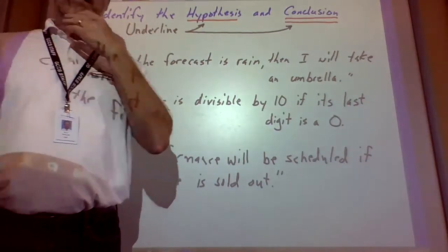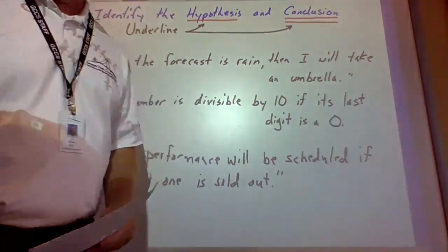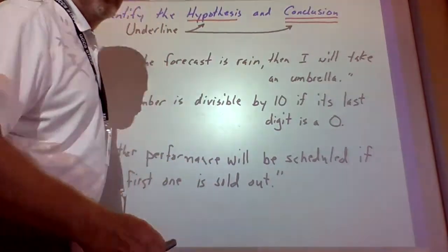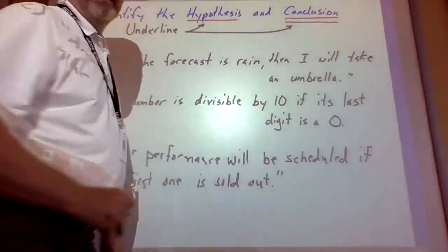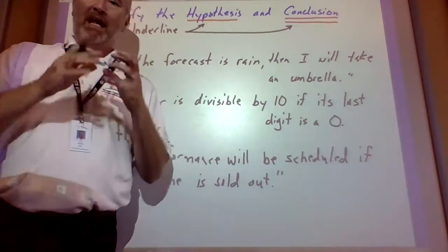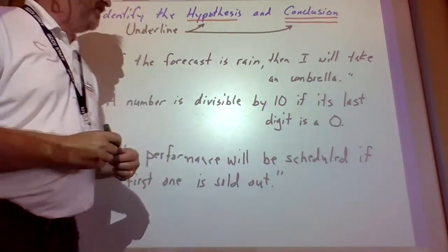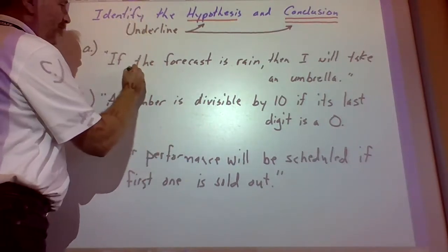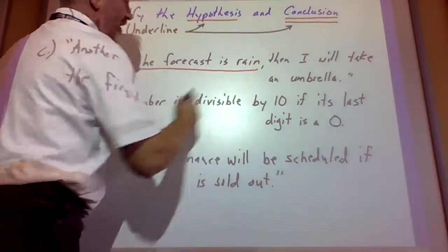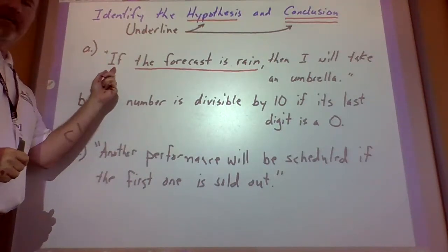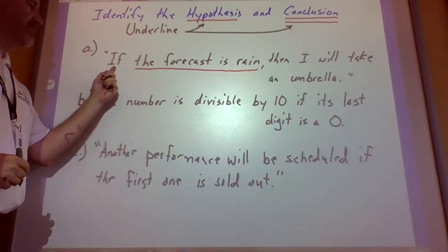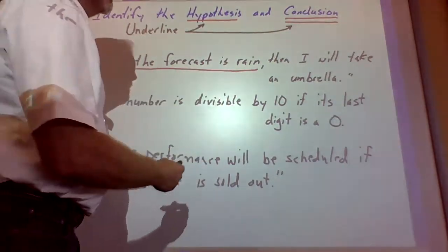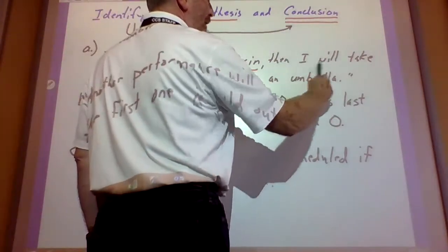So I asked my students, hey, what's the hypothesis in this? And invariably somebody didn't pay attention to me at the beginning, and they would read off, if the forecast is rain. No, it's the part after the word if. So the hypothesis in this one would be the forecast is rain. All right? This word if is just saying, get ready, here comes the hypothesis, boom, there it is.